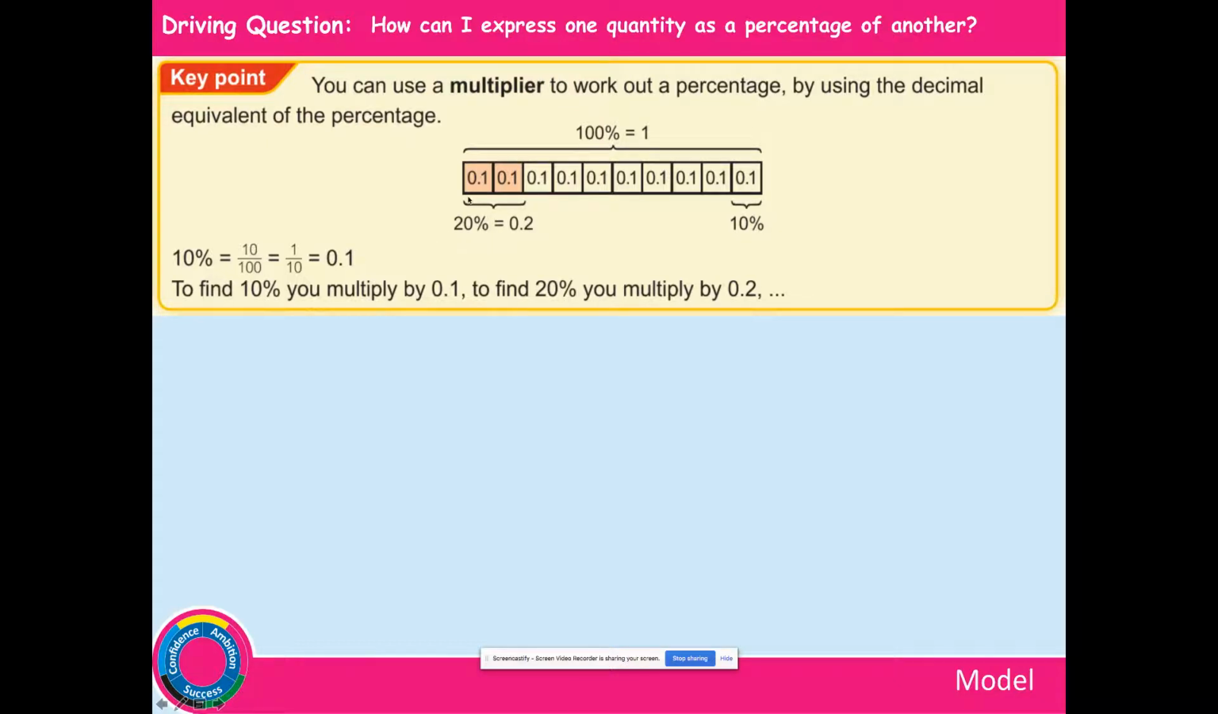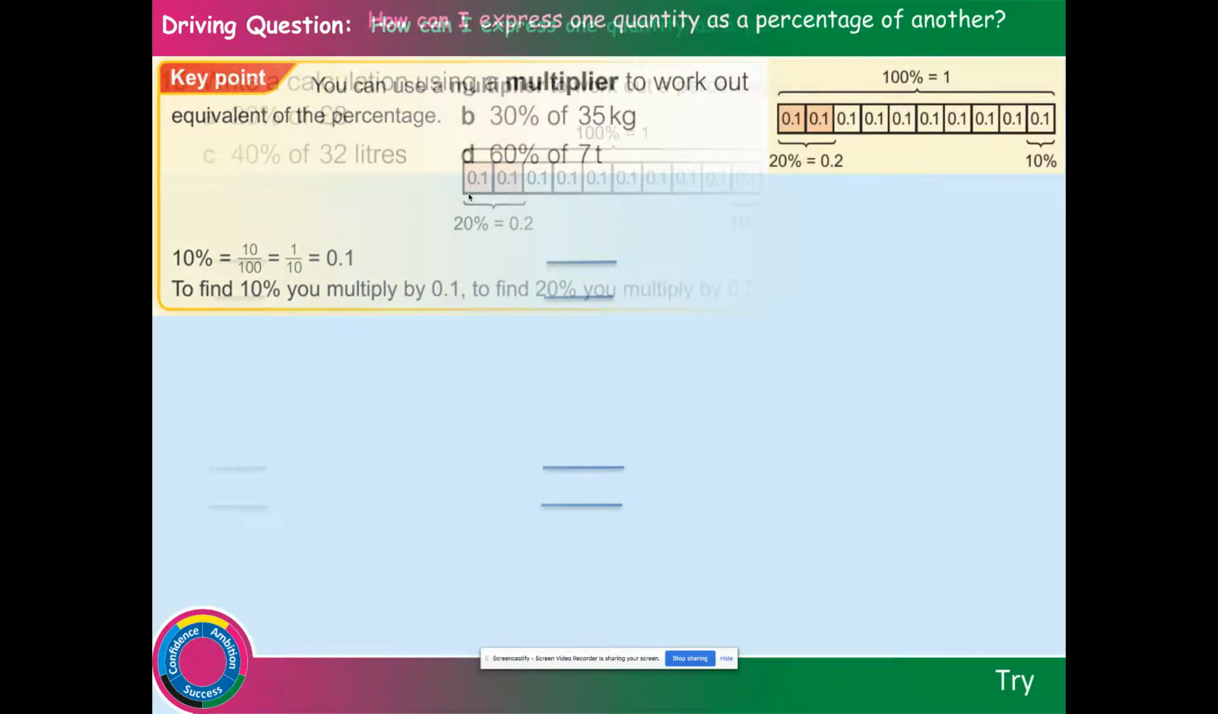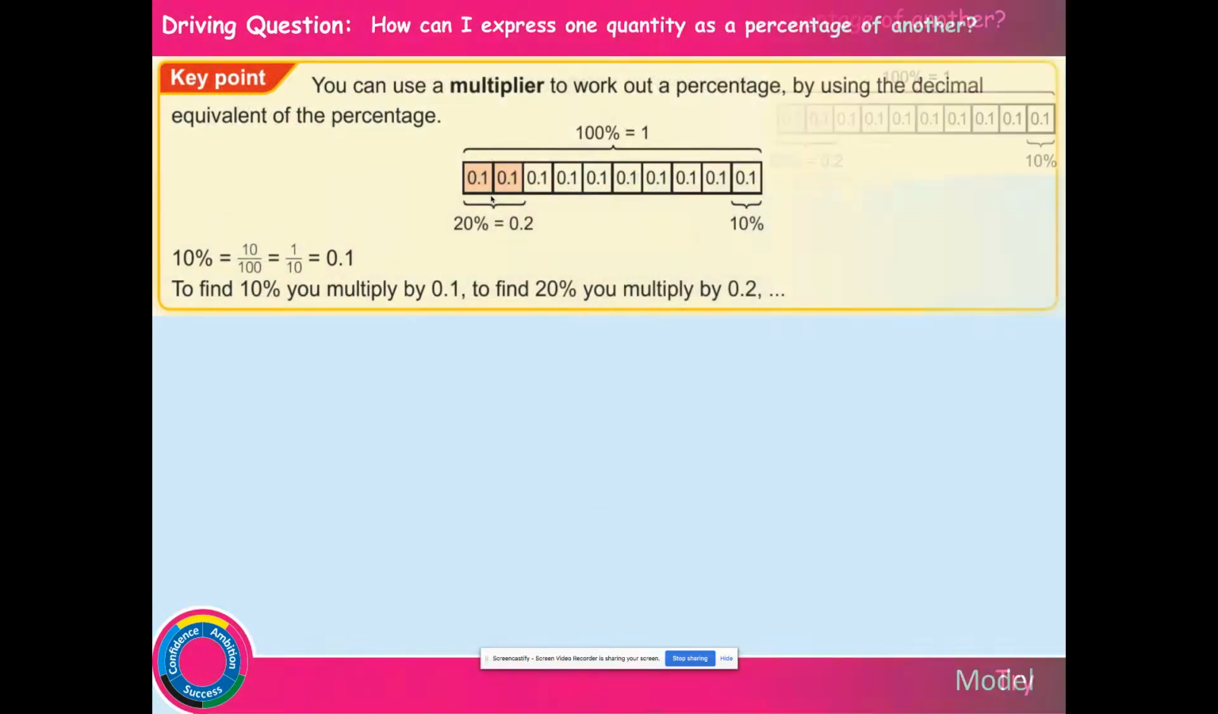So if we wanted to work out 20%, we would multiply by 0.1, add 0.1, which is 0.2. So when we say we're using a multiplier, we're using this little grid here to say, if we wanted to find 20% of a number, we would multiply our number by 0.2.